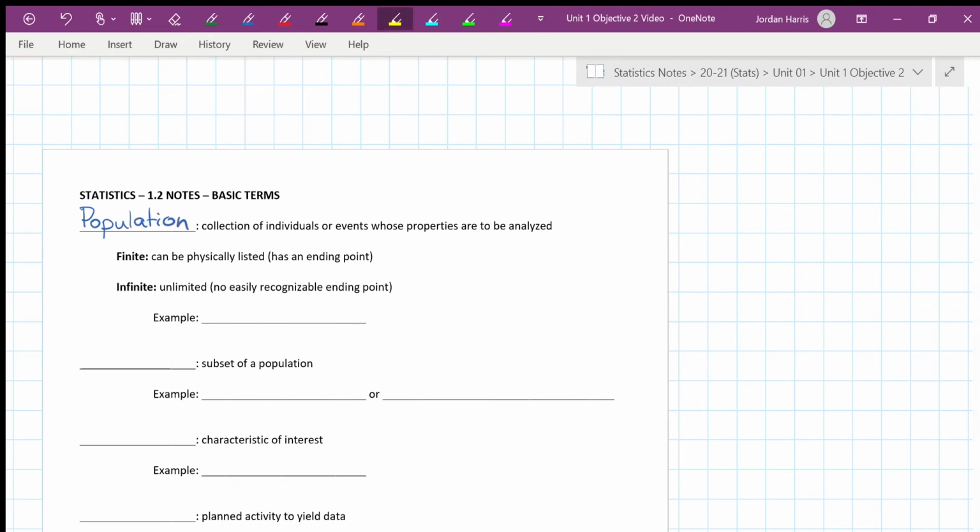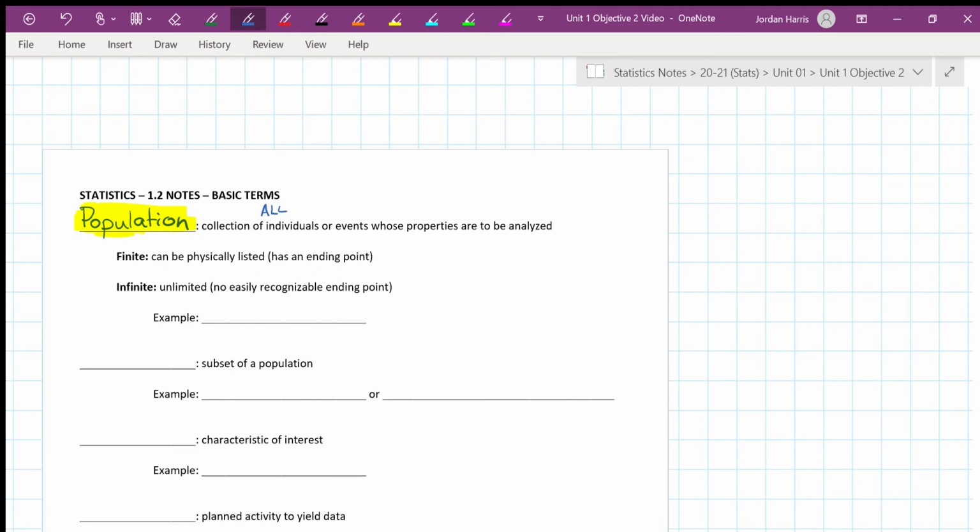You've heard of the term population before, population of the United States. That's all the people in the United States, right? Population is all the people. So it's a collection of individuals or events whose properties are to be analyzed. Key word here, though, that I'm going to write in is all. Collection of all individuals, collection of all events that we're going to analyze. It's the big group.